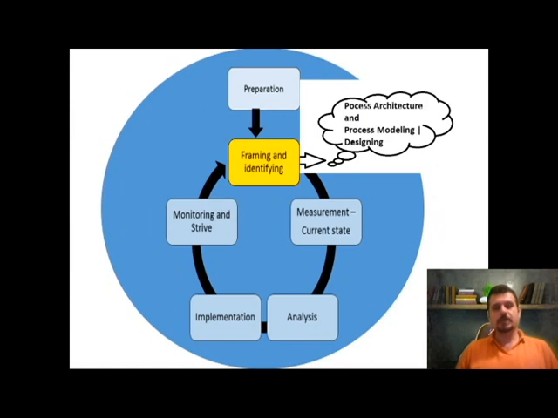We are in the second step of establishing business process management, framing and identifying. This step consists of two stages: process architecture and process modeling. Now we are talking about the process architecture, and in the next session we will talk about process modeling and probably BPM.